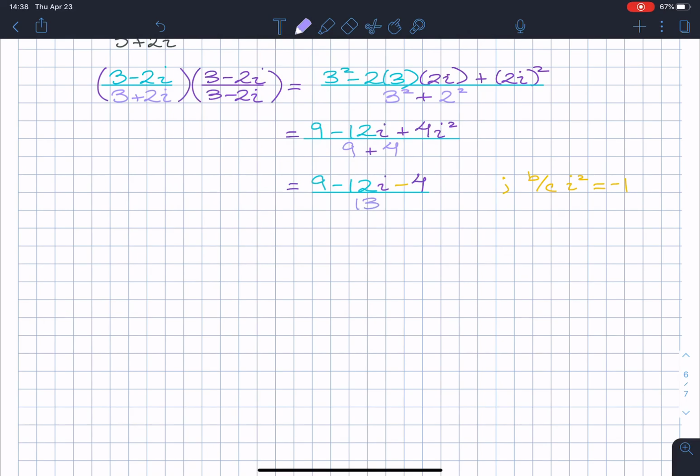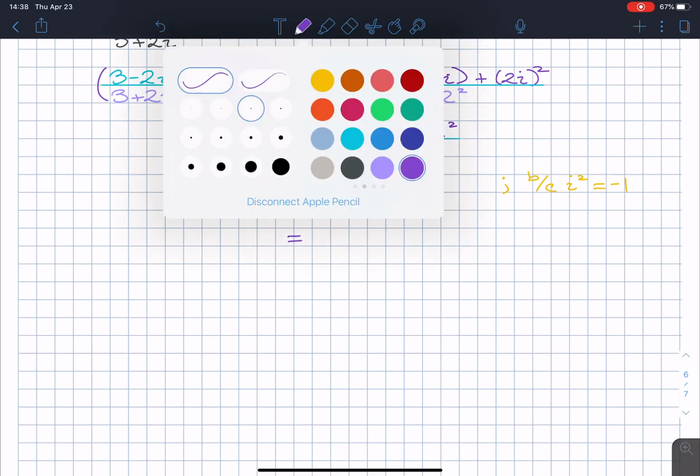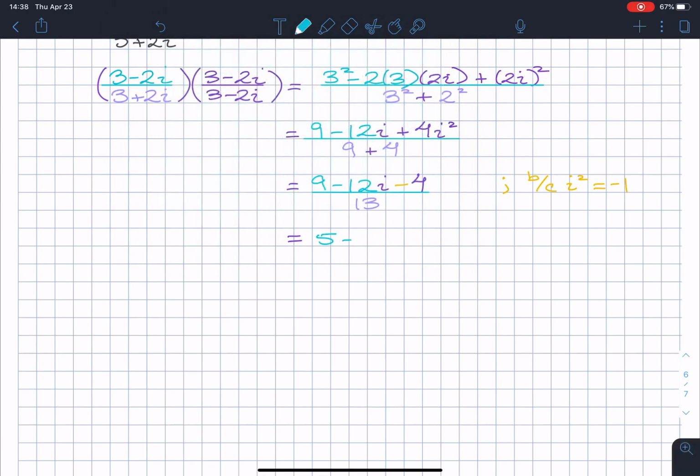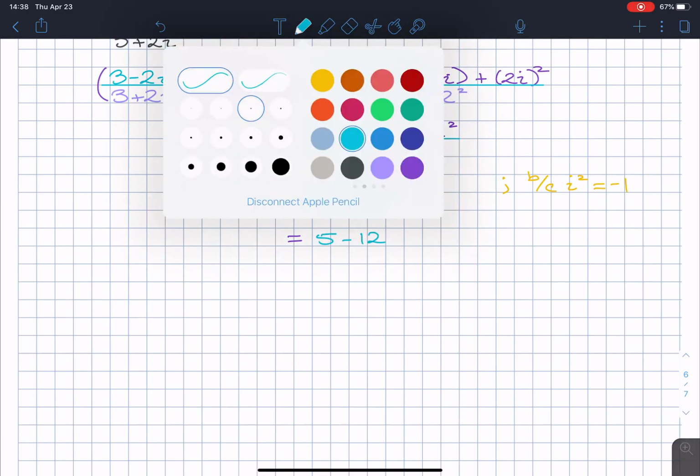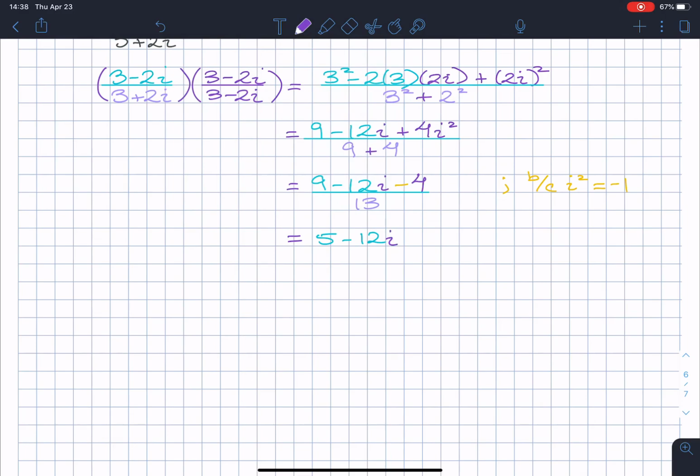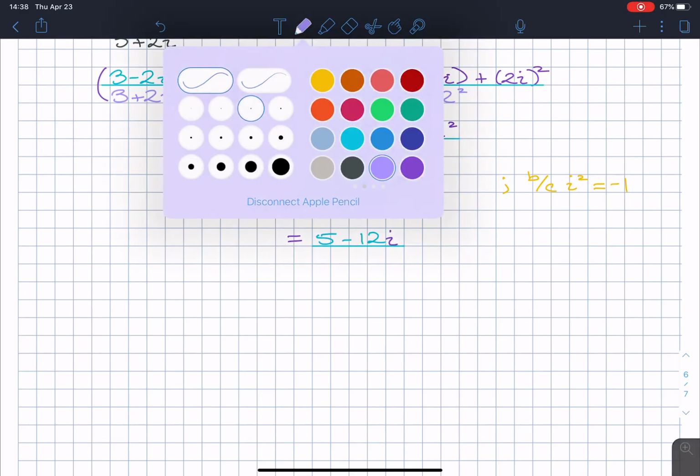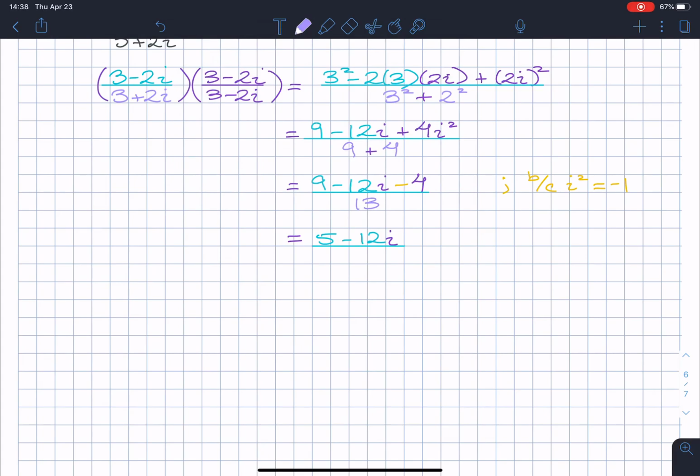But I can subtract 4 from the 9. So 9 minus 4 is 5. So 5 minus 12i all over 13. And there we are.